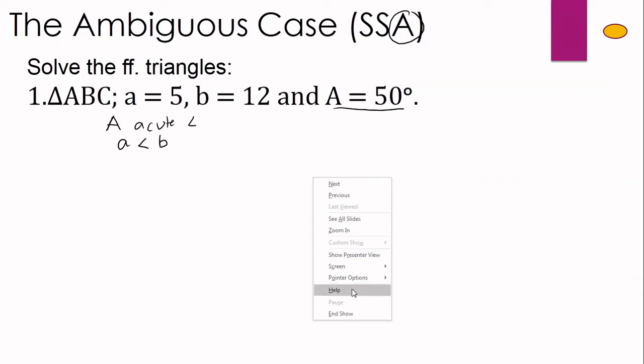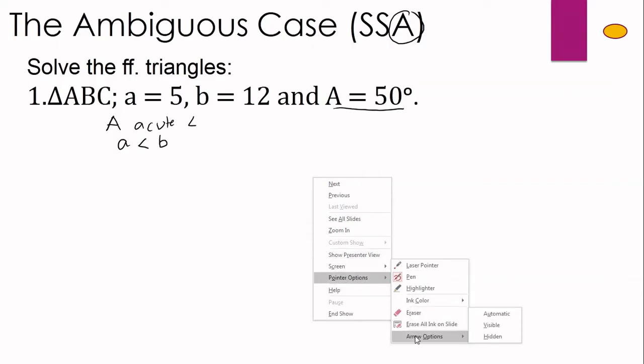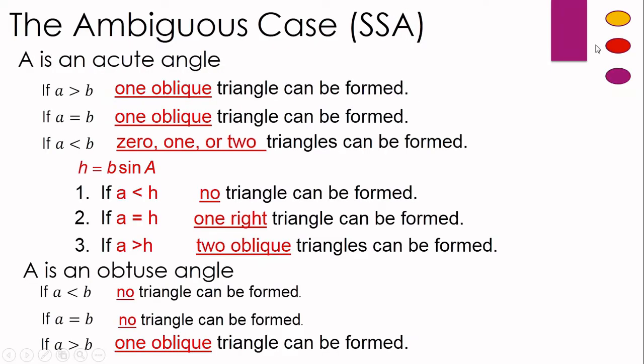So, if we look at our table, which case do we fall under in example number 1? Here, right? A is an acute angle and A is less than B. This means there are three possibilities in our example. There may be no triangle, one triangle, or two triangles. How will we know? Of course, we need to get the height and compare it. How will we get the height? We are going to use H is equal to B sine A.